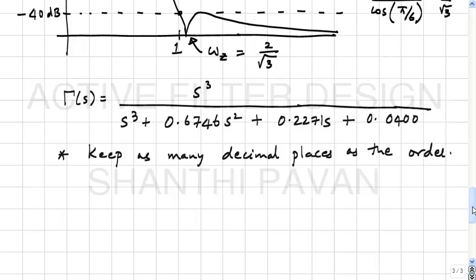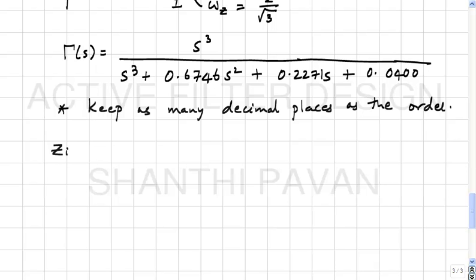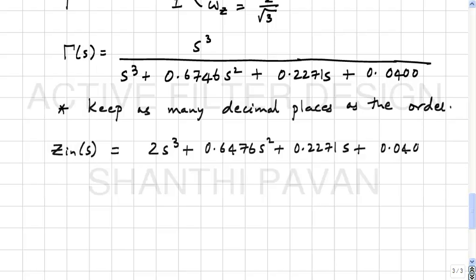All right. So, what is Zn of S? It is 2s cube plus 0.6476 s square plus 0.2271 s plus 0.0400 divided by 0.6. Oh, sorry. Another thing to do is not to make these mistakes, which is carrying stuff from top line to bottom line.